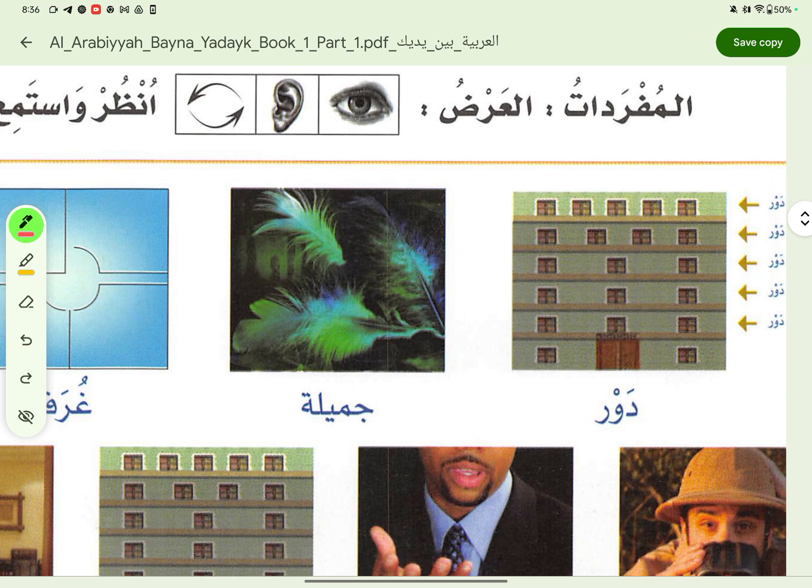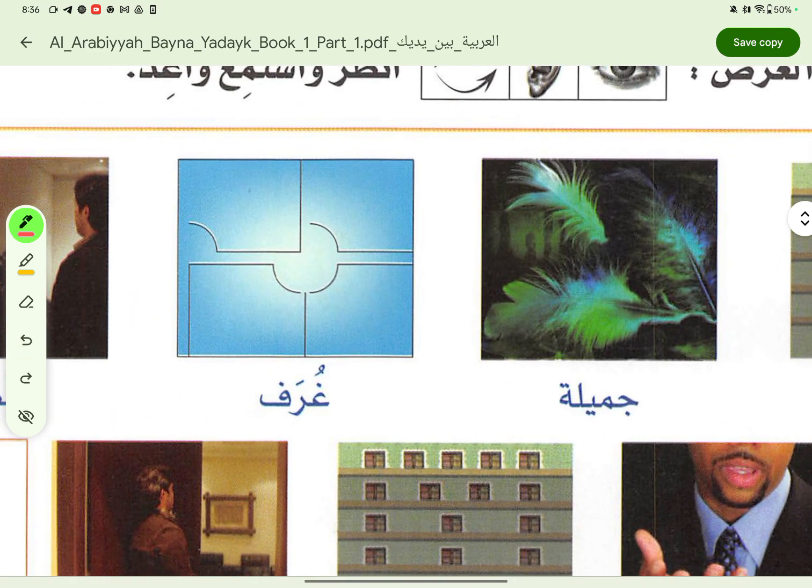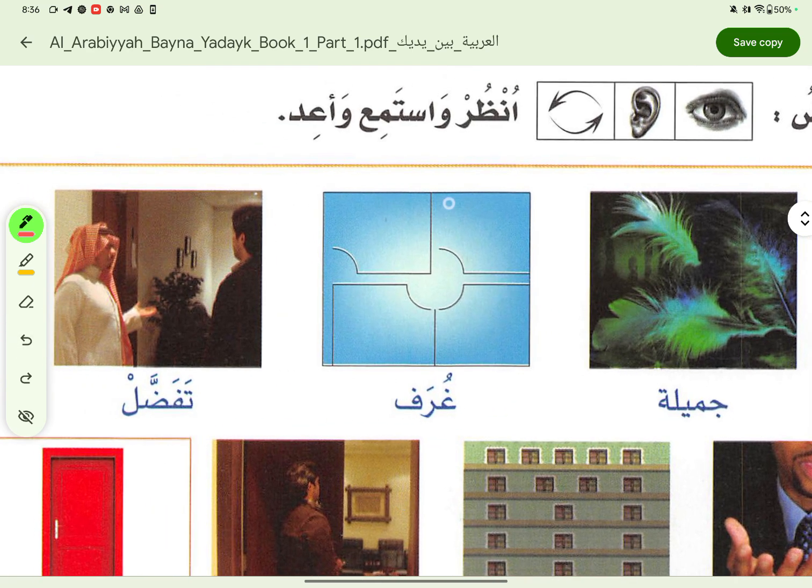Then we have jamila. There's some beautiful stuff to signify that this is referring to beauty. Then we have ghuraf, which means room, right? Actually no, ghuraf, sorry, means rooms. That's why this word is here, because we learned ghurfa before, but we didn't learn rooms yet. This one is rooms here. So you look at this, there's a room here, there's a room here, there's another room here. There's another room here, there's another room here.